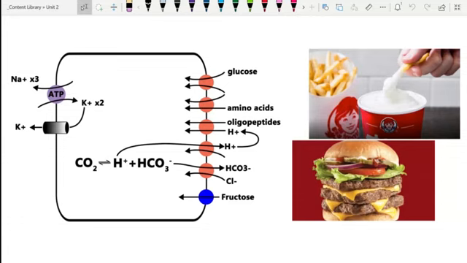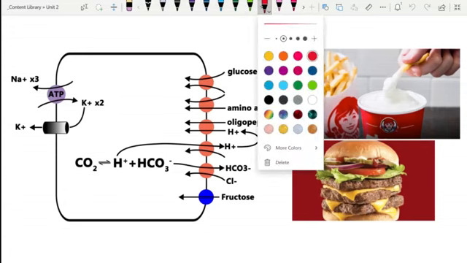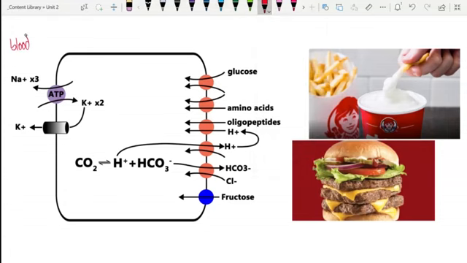We see that Frosty's fries, dipping the fries in the Frosty and the hamburger there. We want to take all of that stuff and we want to move it across this enterocyte, the cell in the gut, into the blood. So on this side of the cell, we've got the blood. On this side of the cell, we've got the gut. We just ate all of this stuff, right? This is going down the mouth and into the gut, and we want to move it.